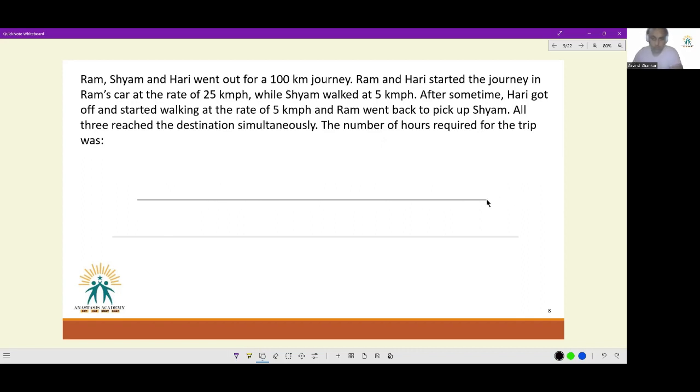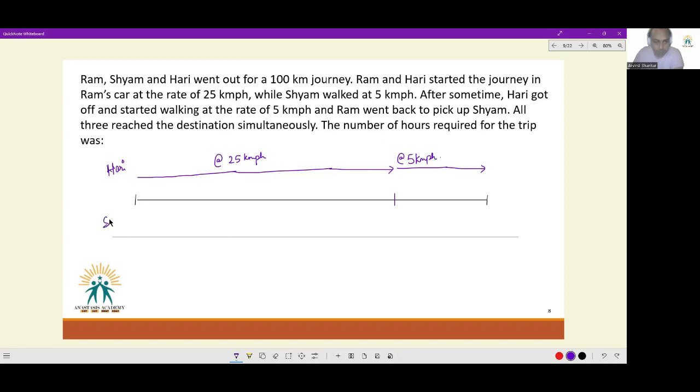See, this is the entire 100-kilometer journey. How is Hari traveling? The two important people here are Hari and Sham. If you look at how they travel, Hari, first he is traversing for some distance at the rate of 25 kmph. Then he gets off here. Then he is traversing at the rate of 5 kmph.